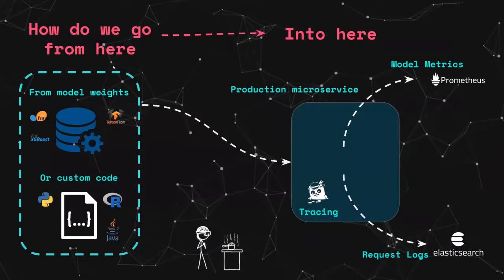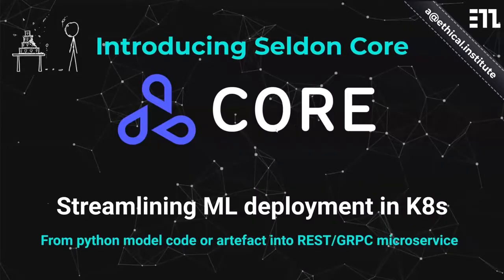Now, we have a model that we've trained. There's the question of how do we go from the model weights or the code that we just created into a fully fledged microservice that has a RESTful API or a gRPC API, or in this context, a Kafka interface, producing metrics, producing logs, with all of the components that a microservice would require. This is where we're going to be using Seldon Core, which is a framework that allows us to convert a piece of code or artifact into a fully fledged microservice.